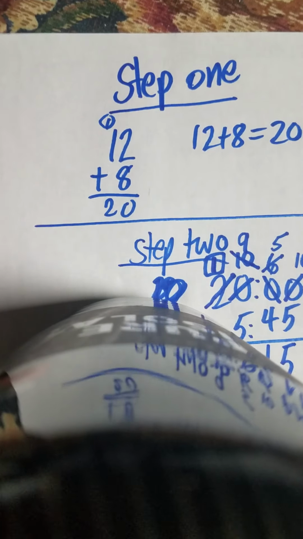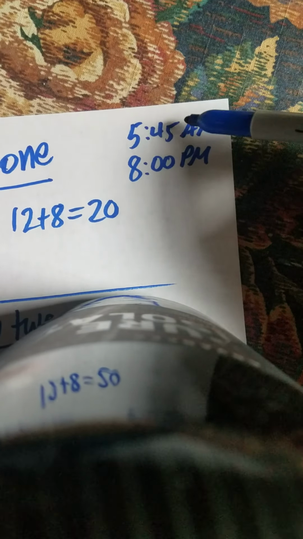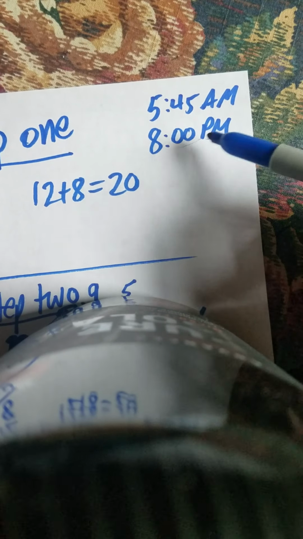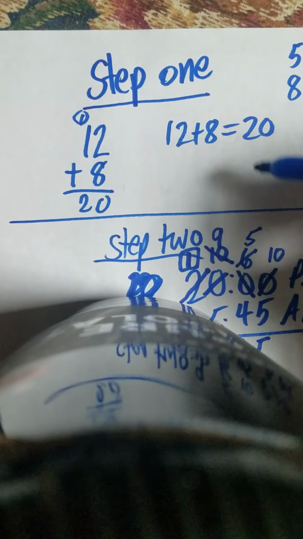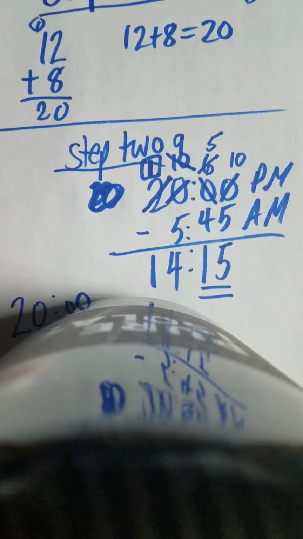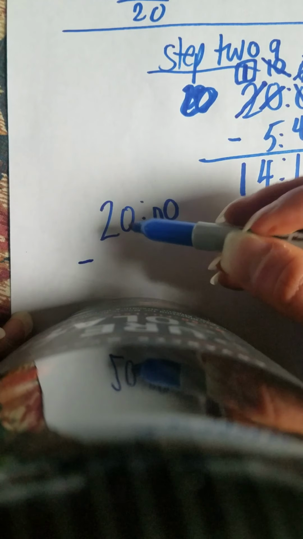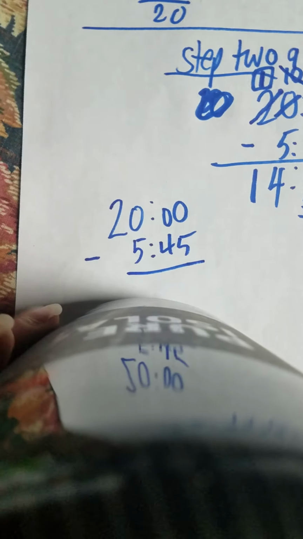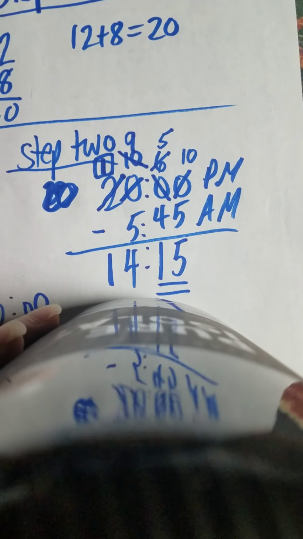So again, step one, AM to PM, add 12 hours to the PM time, okay? Then step two, 12 plus 8 equals 20. So again, I notice it's a bit more organized, but I'm just going to say 2000 hours minus 5:45, and then you go through your steps.